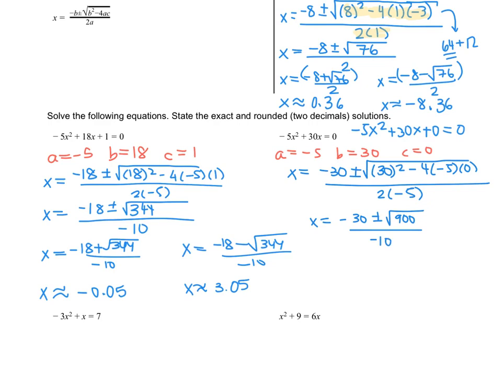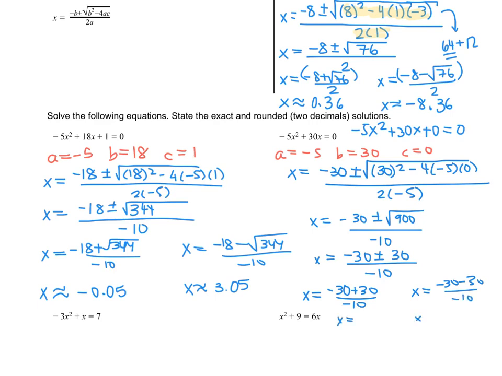Now, if you look at the other scenarios, when you try to take the square root of 344 or the square root of 76, you get a run-on decimal. But this square root of 900 is actually an integer. You can actually square root it. So if you notice you get a perfect square under the square root, don't branch off right away. Just turn that square root of 900 into just 30. Now I will have negative 30 plus 30 over negative 10, or negative 30 minus 30 over negative 10.